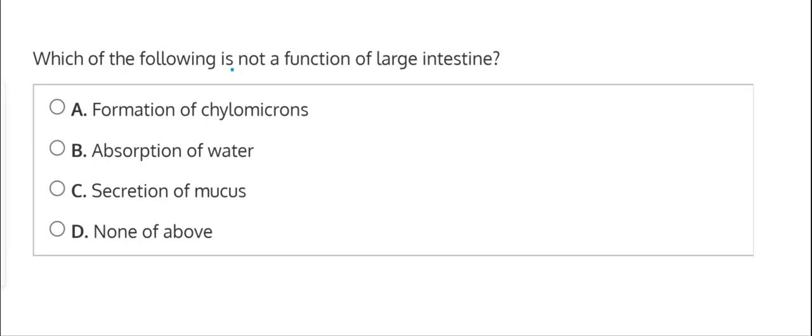Following is not a function of the large intestine? So a reminder that anything we see in a choice that is a function of the large intestine, we will eliminate it because we're looking for which is not true.